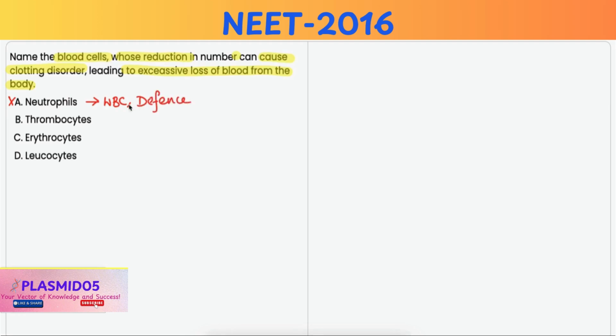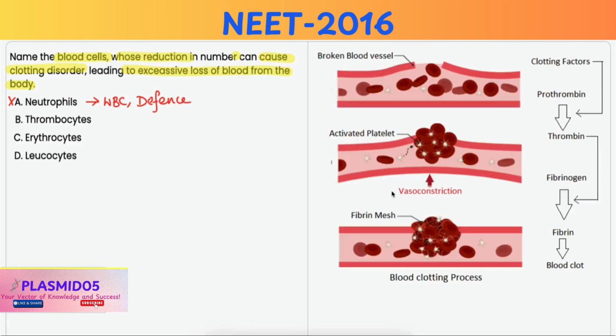Now, thrombocytes, that is the platelets, play a crucial role in the process of blood clotting. When blood vessels are injured, platelets aggregate at the site of the injury for a temporary plug, and they start releasing chemicals that help to activate the clotting cascade. And this results in the formation of a stable clot that prevents further bleeding.